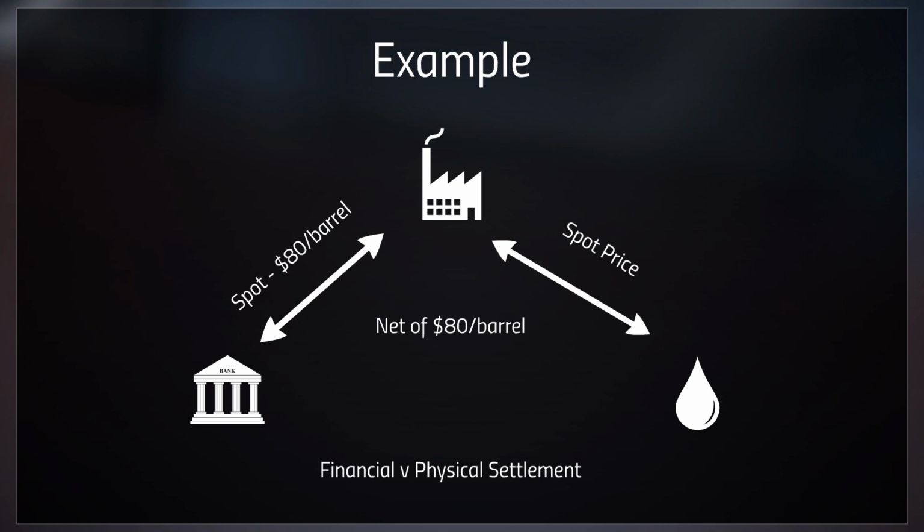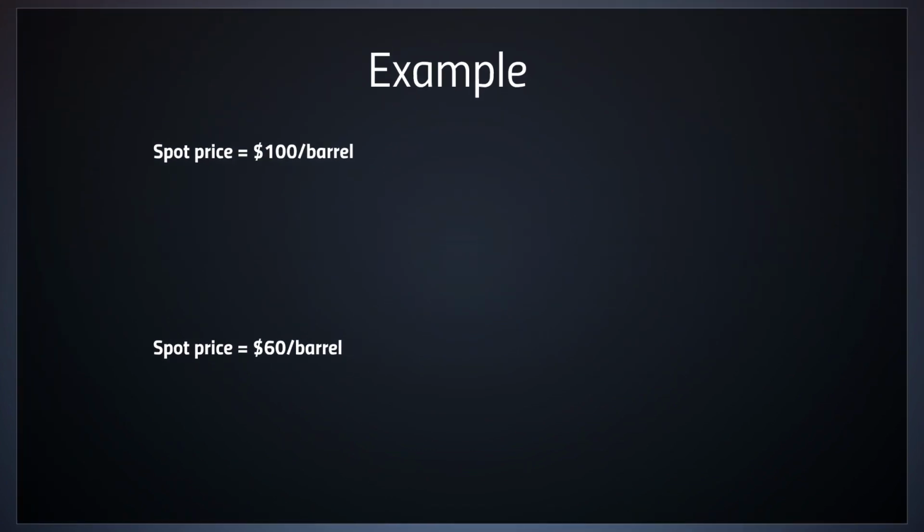And there's a difference between financial and physical settlement. A physical settlement would mean that we would accept actual deliveries of oil. So we don't necessarily want that. We just want to settle financially and just buy our oil on the market. Let's take a look at how this example works in terms of the dollars.